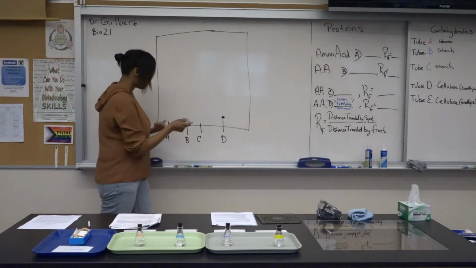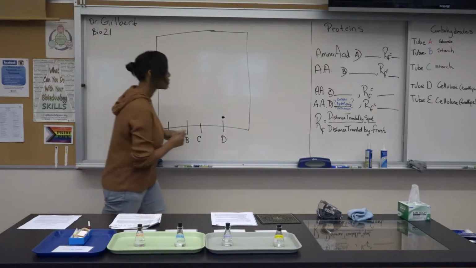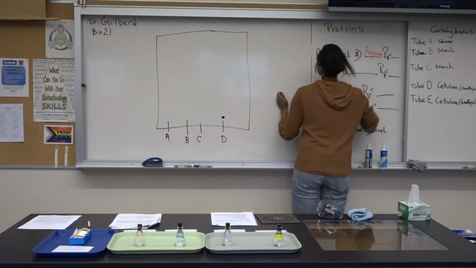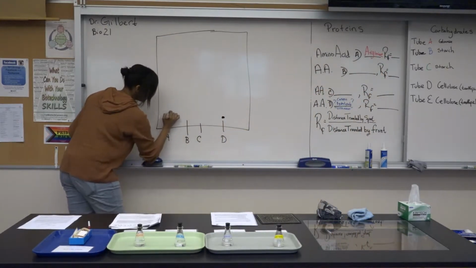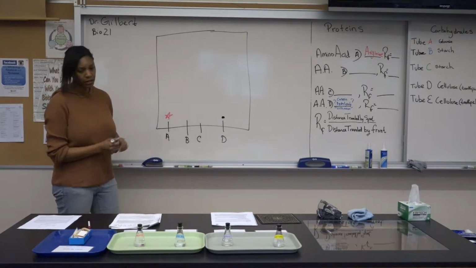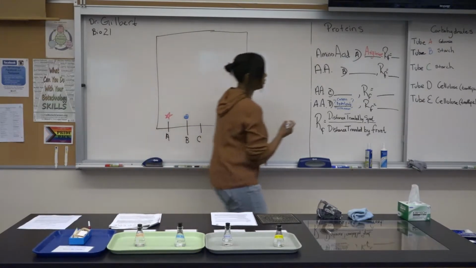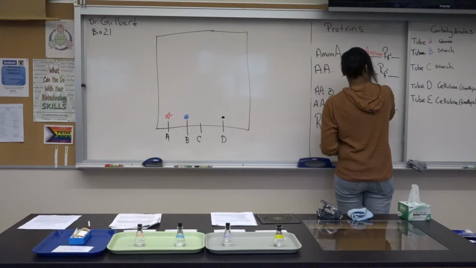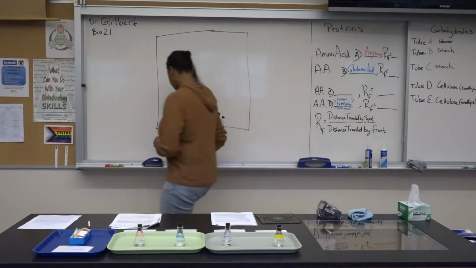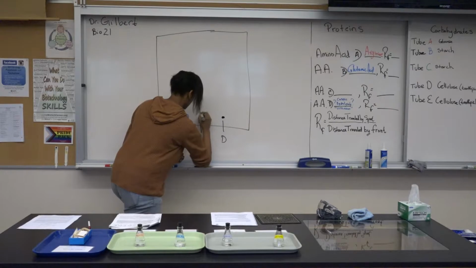Right? So amino acid A, we do know what it is. It's going to be arginine. So I'll write the word here. Arginine. And give it a red star. B is glutamic acid. Get a blue circle. C is tyrosine, which I'll give a box.